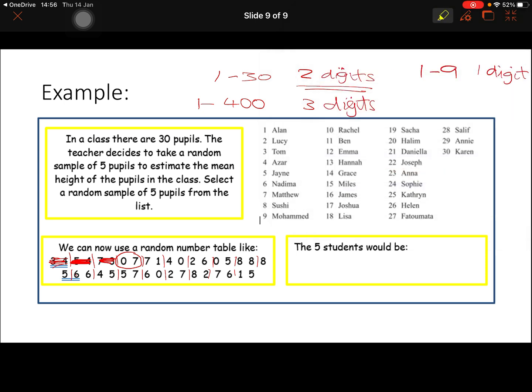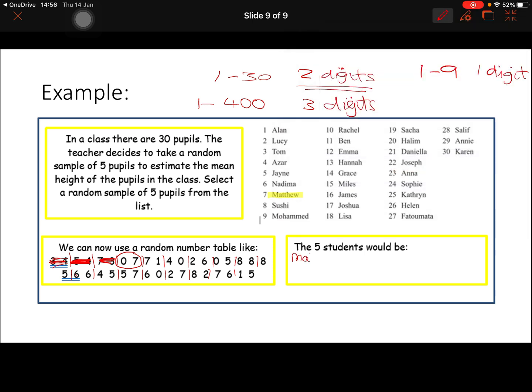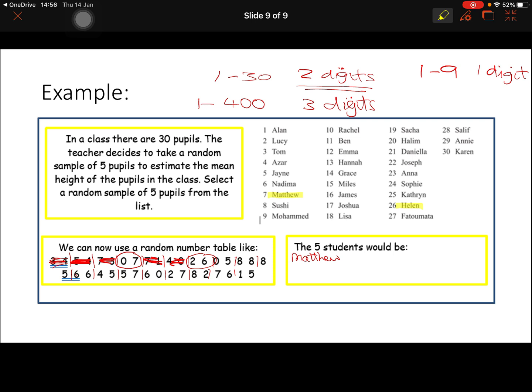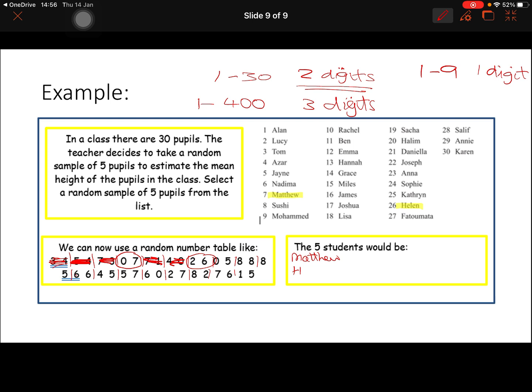Therefore, because that one works, I'm going to take number 7 out, which in this case is Matthew. So my first person selected will be Matthew. And I keep going through. 71 doesn't correspond to anyone, neither does 40. 26 will do. So I take 26, which is Helen. So Helen will be my next person in my sample. Oh, 05, so I can have 5 as well. So Jane will be in my sample.